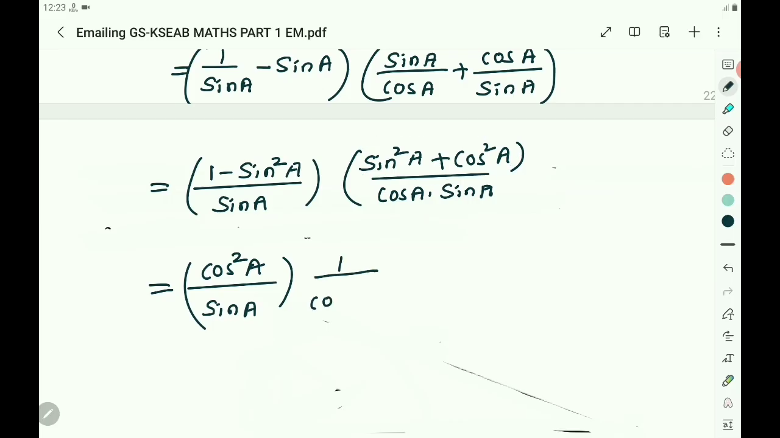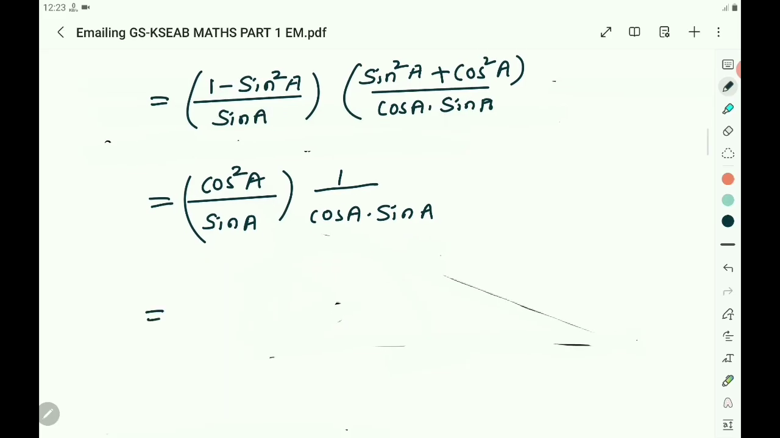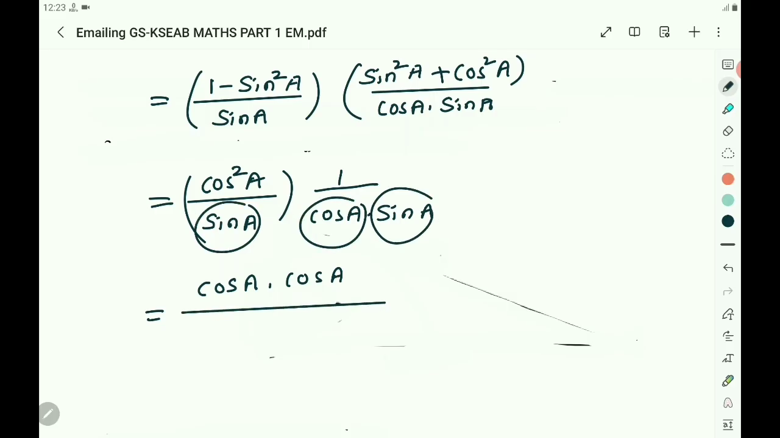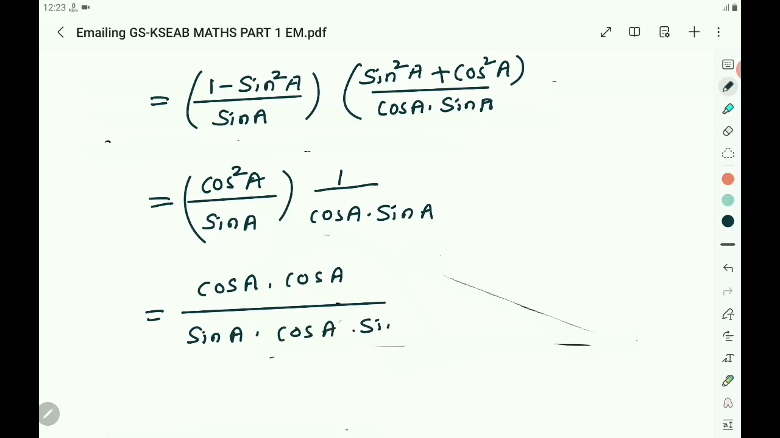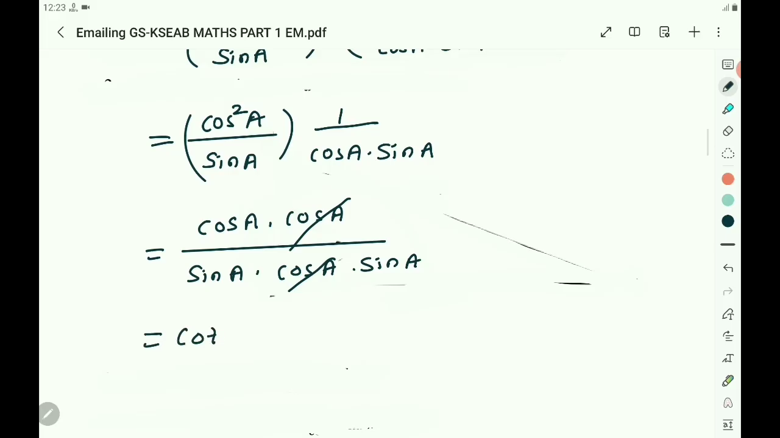1 by cos A into sin A. Write cos square A as a product of cos A and cos A. The numerator is cos A into cos A, by sin A into cos A into sin A. Cancel cos A and cos A. Cos A by sin A is cot A, and 1 by sin A is cosec A.